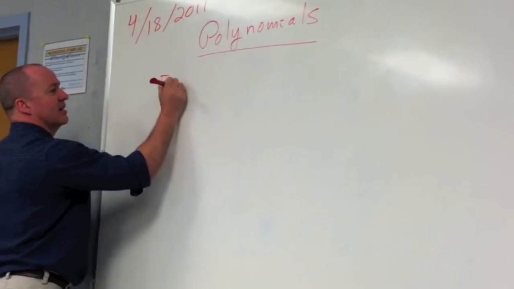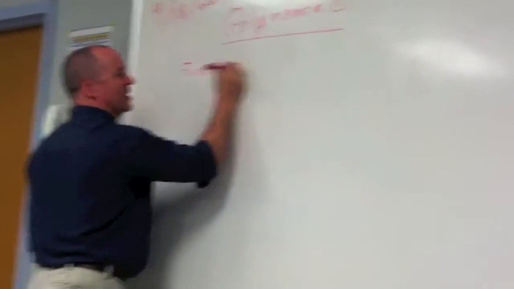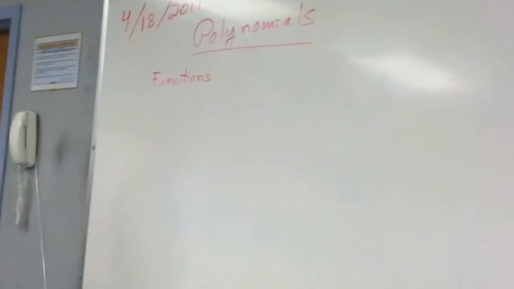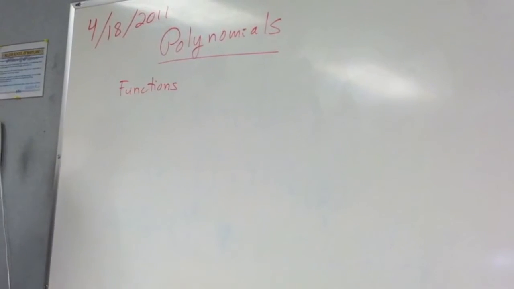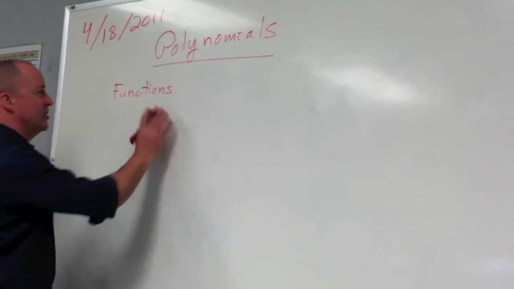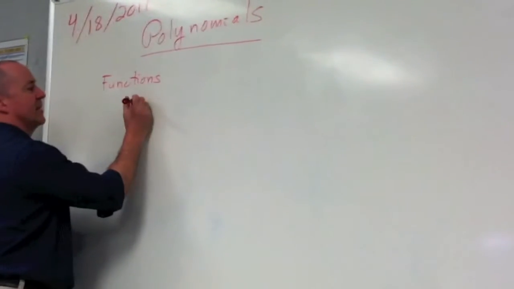Okay, the big things about polynomials. First off, they're functions, so that tells you a couple of things about them right away. They're always going to be written in the form y equals, and they always pass the vertical line test. There's a couple other things that will come in handy to know about them.